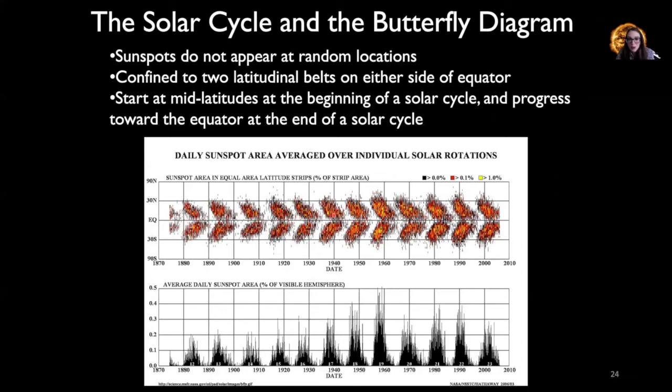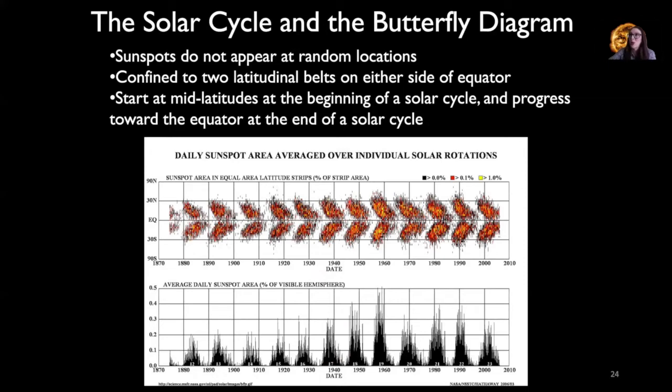When we reach the most number of spots visible on the sun's surface, those spots are appearing at around 15 degrees around the equator. And then as we reach toward the end of the solar cycle, when we're decreasing the number of spots visible on the sun's surface, we start to have sunspots appearing at lower and lower latitudes closer to the equator. And then when we start a new solar cycle, we start to increase the number of spots that we see on the surface again. And then those spots in the new cycle start to appear at higher latitudes.